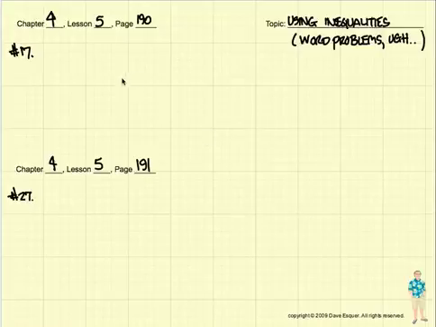Chapter 4, Lesson 5, page 190, page 191. We're going to be using some inequalities in word problems, not our favorite things, but let's just go slow again with the word problems, and I bet we can figure out what we need to do. Let's read the problems first.